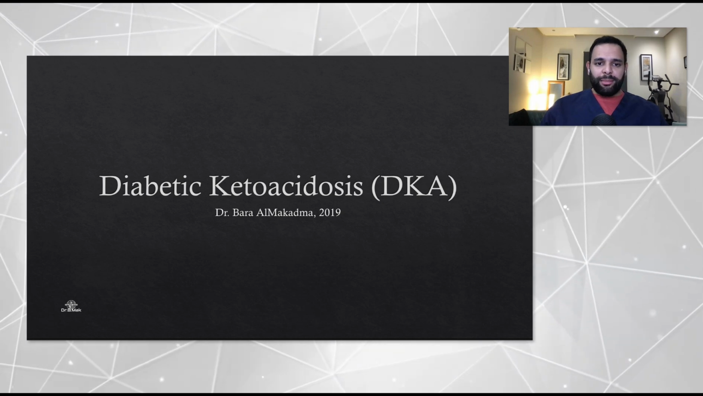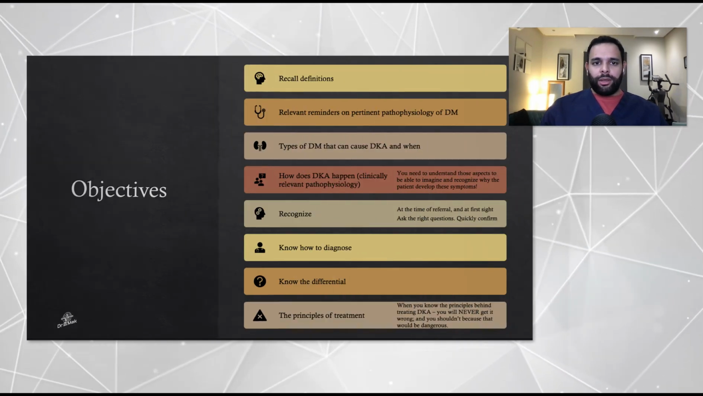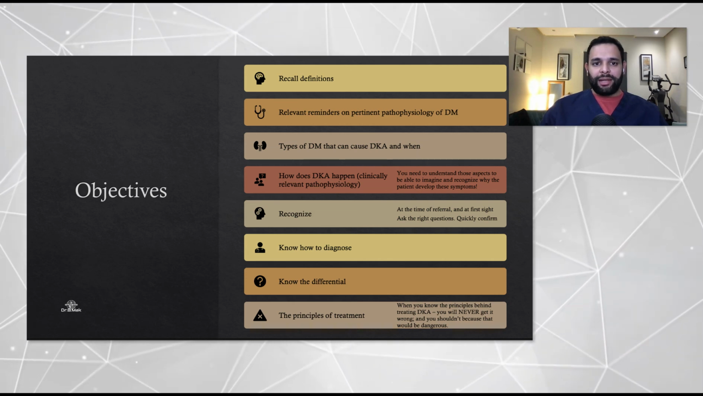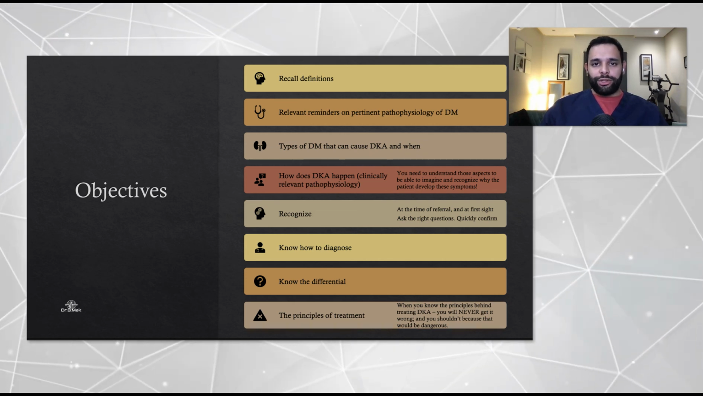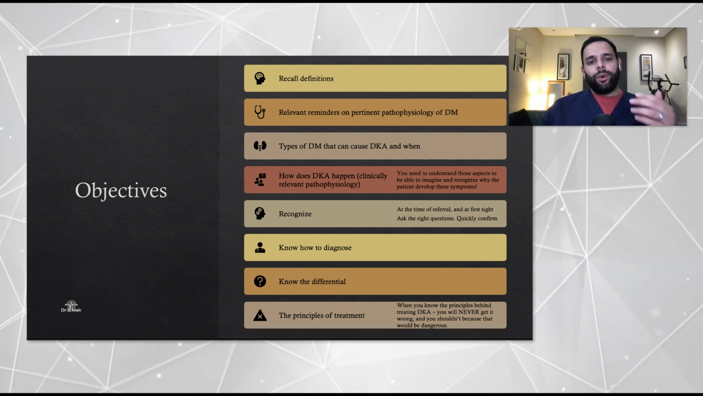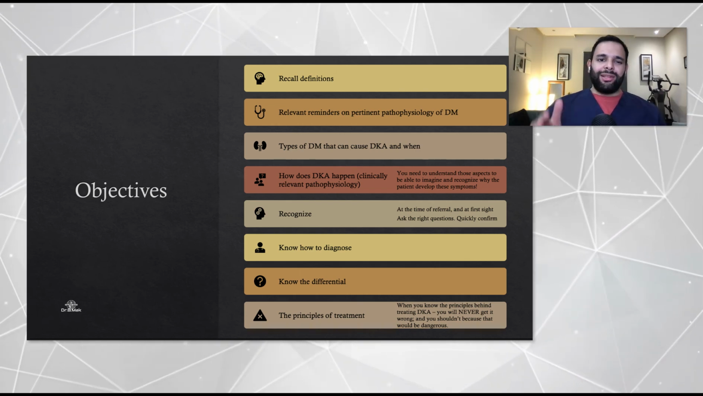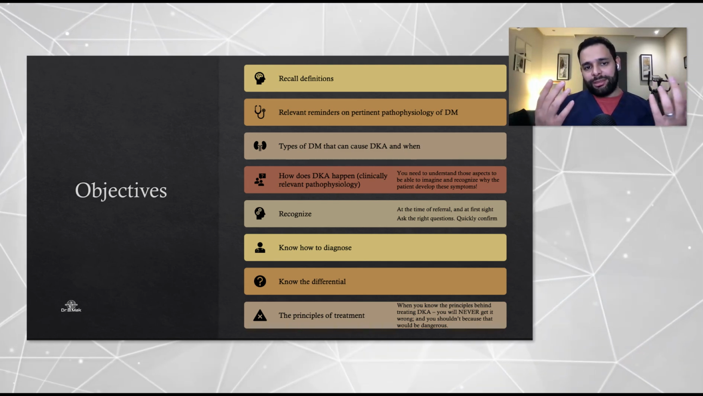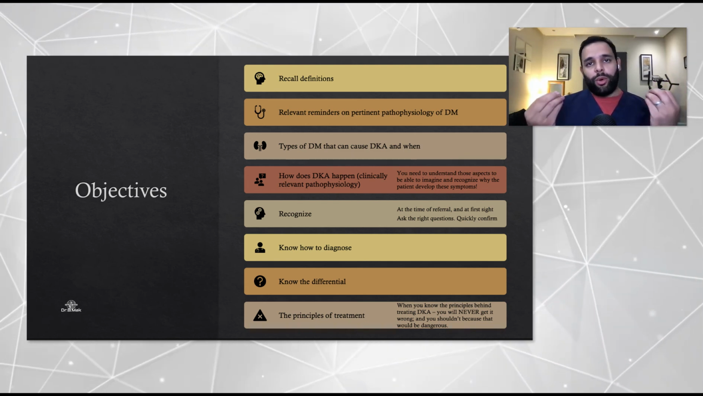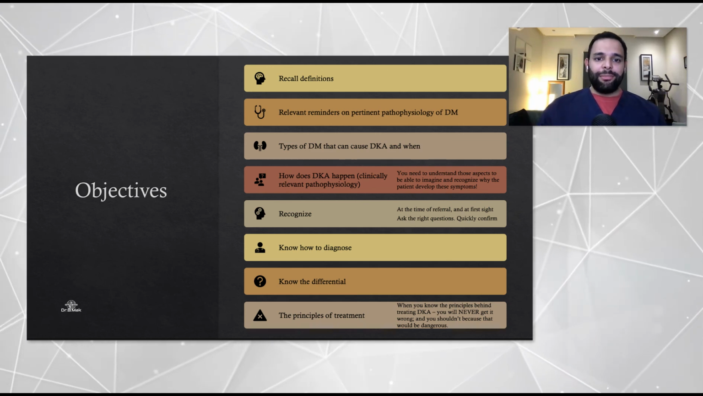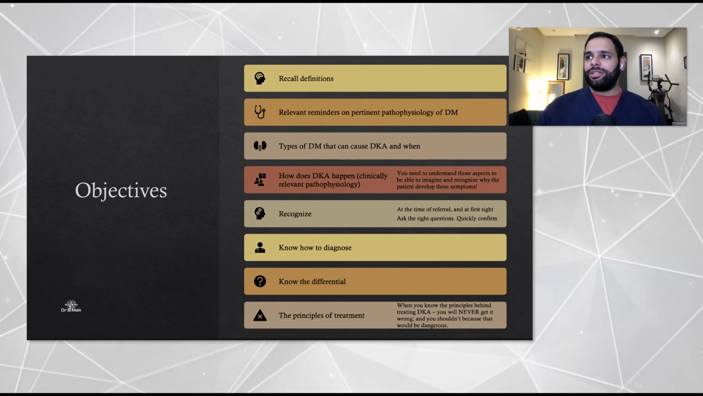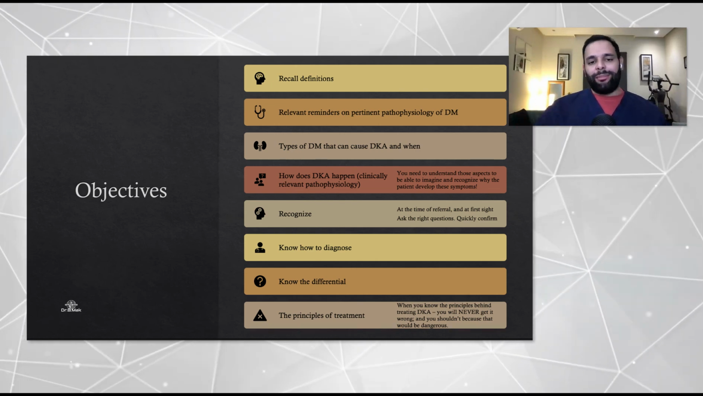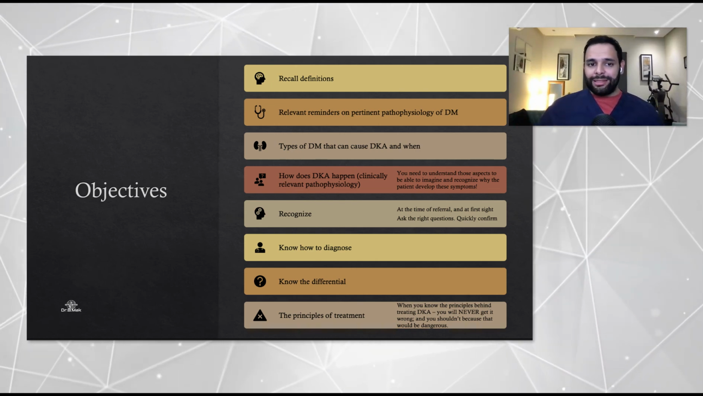When discussing diabetic ketoacidosis, you want to know the important definitions. You want to know those facts that are pertinent to the pathophysiology of diabetes mellitus, and you want to know what diabetes mellitus is. It is important to have an idea of what the types of diabetes mellitus are, because then you know which patients potentially have diabetes, and those are the types of patients that you will be able to address and think about the moment you are thinking about DKA.